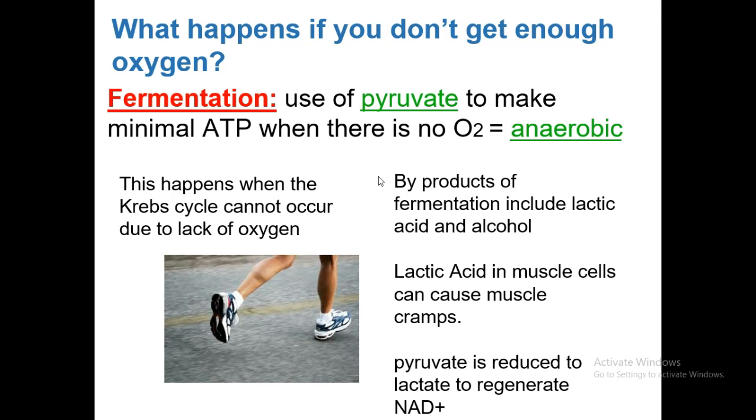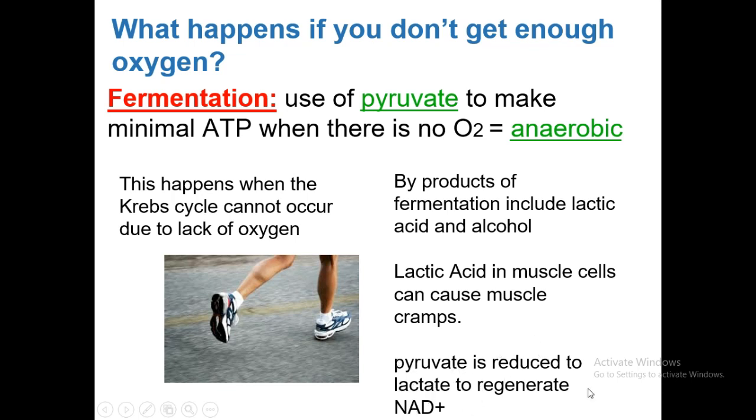Anyways, if there is no oxygen, guys, the pyruvate cannot be converted into acetyl-CoA. So, it cannot enter the mitochondrion. So, if the environment is anaerobic, the pyruvate is fermented into lactic acid or alcohol. In other organisms like bacteria, alcohol is formed from pyruvate. But in our muscle cells, what forms is lactic acid. And this happens when the Krebs cycle cannot occur due to lack of oxygen. Lactic acid in muscle cells can cause muscle cramps. If you have experienced cramps, it's actually due to the accumulation of lactic acid. Okay? So, pyruvate is reduced to lactate to regenerate NAD+.